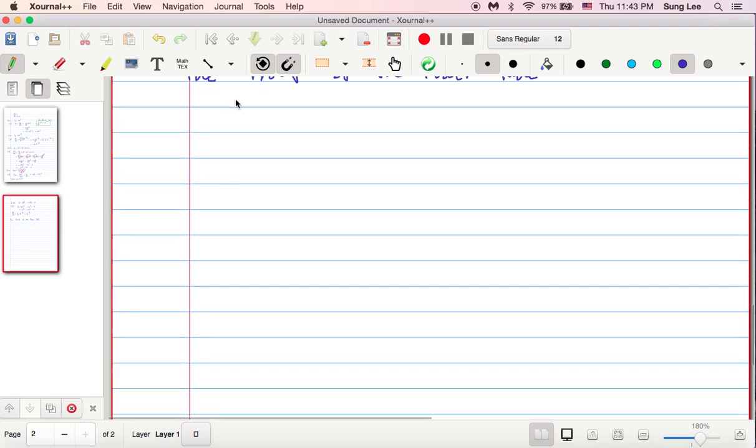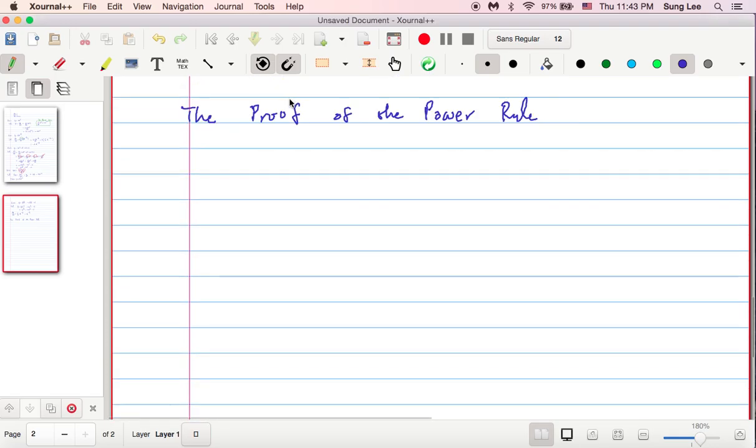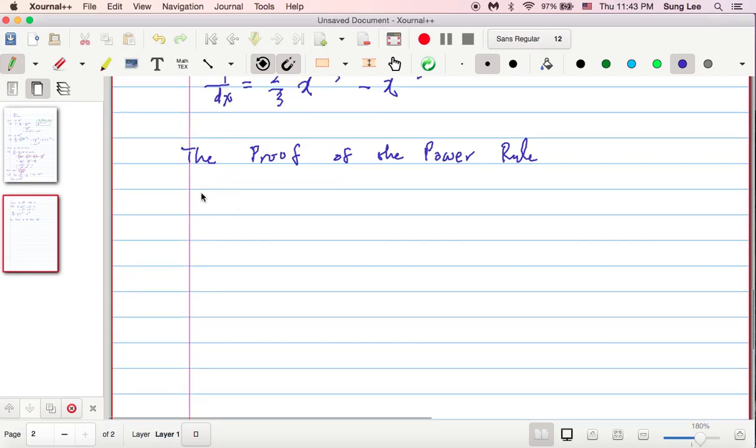So, we want to show that the derivative of x to the power n equals n times x to the n minus 1. Okay? Right.